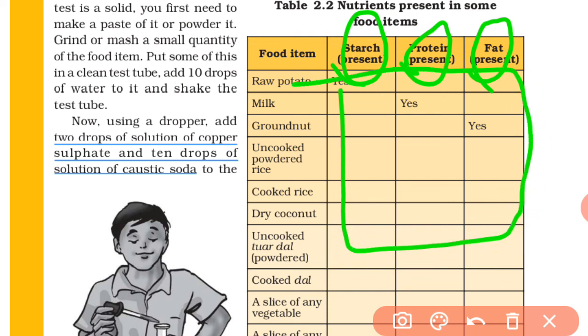But right now we cannot do it because we are not in the school. So whenever we meet in the school, we will perform all these tests on all these food items and try to fill this table.